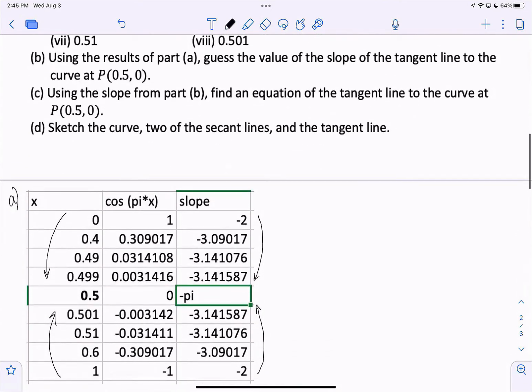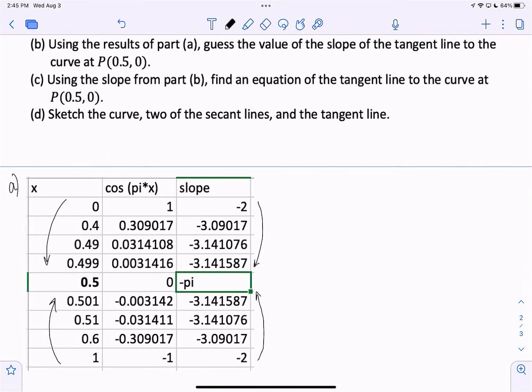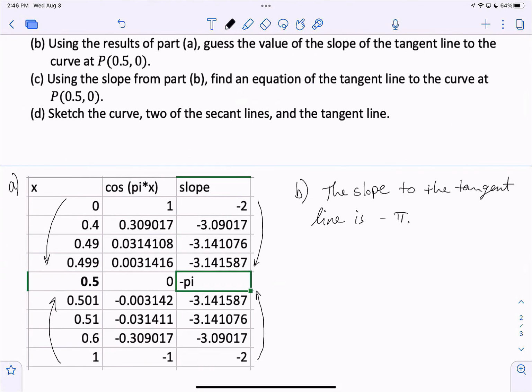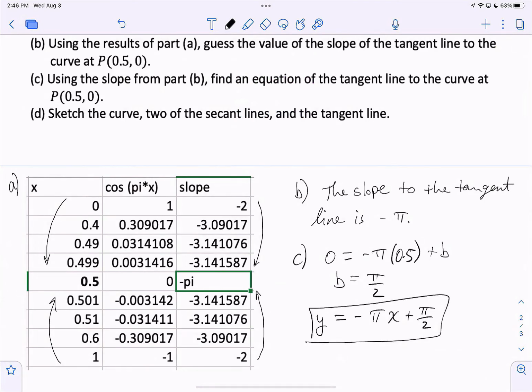So that's part A here. And then part B was, using the results, guess the value of the slope of the tangent line. So for B, we're going to say the slope of the tangent line is negative pi. Part C, using the result from part B, find an equation of the tangent line. So we're going to say y is equal to negative pi times 1/2 plus b. And from this, I get that b is equal to pi over 2. So I'll put that together.